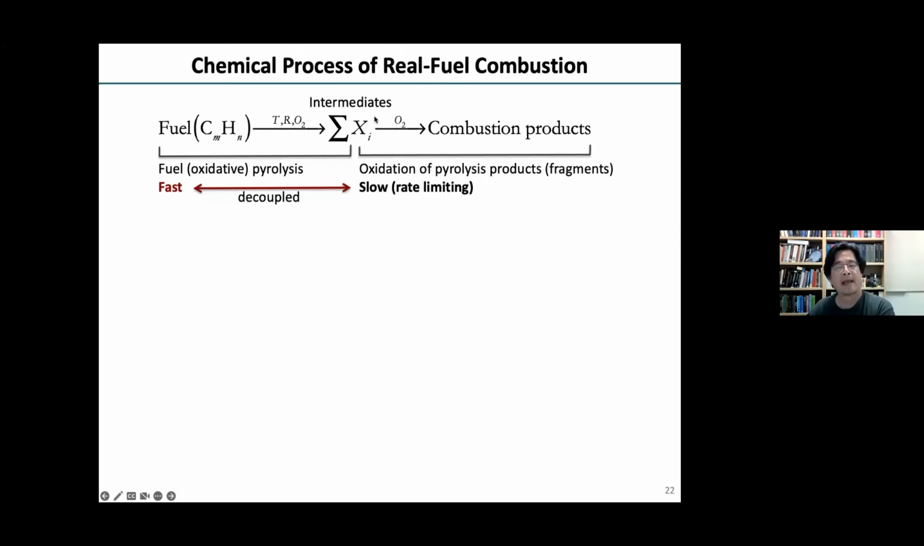Okay. And this process is fast, very fast. It's not really limiting. And it's not even dependent on oxygen concentration, and doesn't even depend on whether you are in an oxidative condition or in a pyrolytic condition. Then these intermediates or pyrolytic products, these C1 to C4 intermediates, ethylene and so on, their oxidation in molecular oxygen finally producing combustion product, that's rate limiting, that's slow.